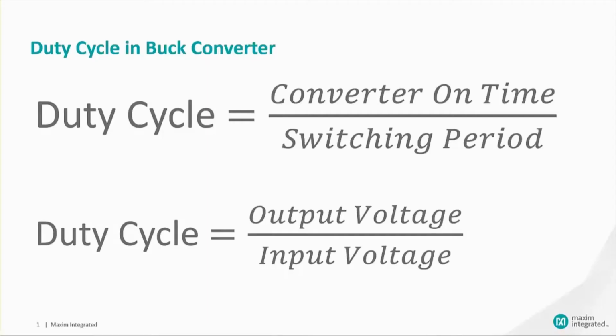The duty cycle of a buck converter is the percentage of the time that the converter is in the on state relative to the switching period. It is also the output voltage divided by the input voltage.